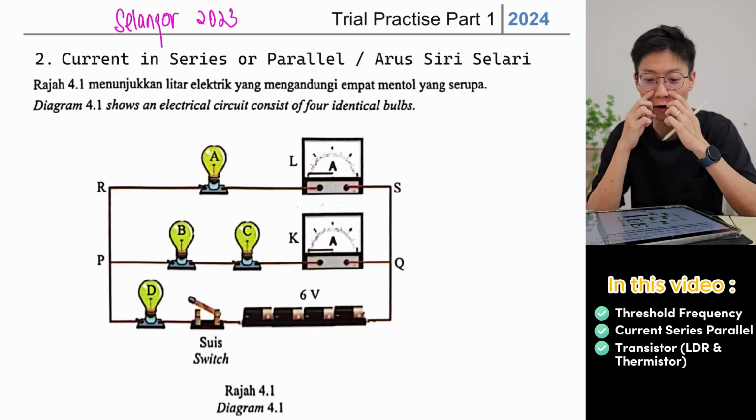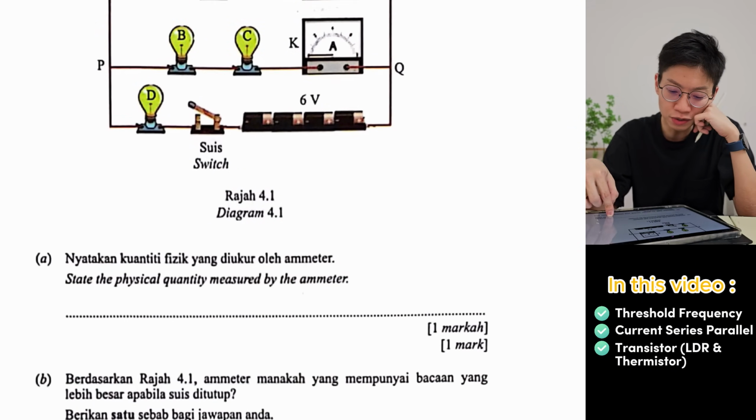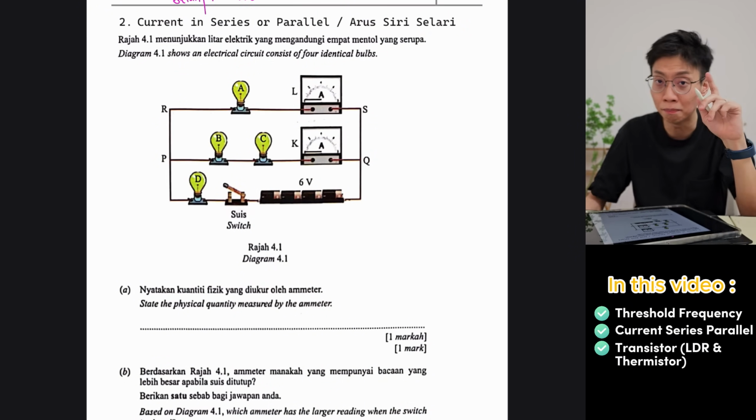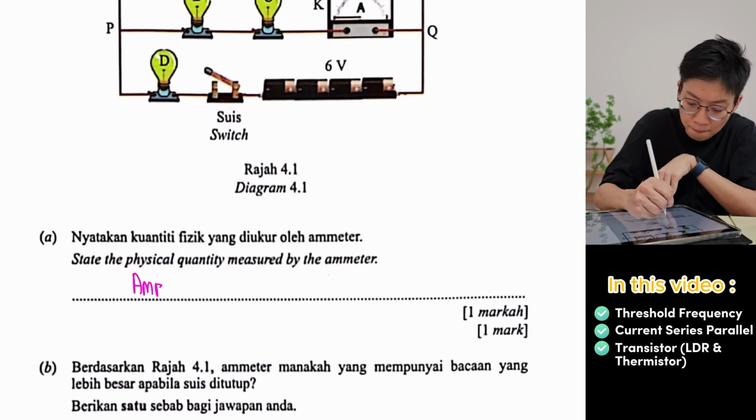Now, if most of you have seen this question before, this is actually our Selangor state paper, the 2023 version. Okay, so let's look at this circuit first. Very tricky one. The first question here asks what's the physical quantity measured by the ammeter? Now, a common mistake, a lot of people will write ampere.